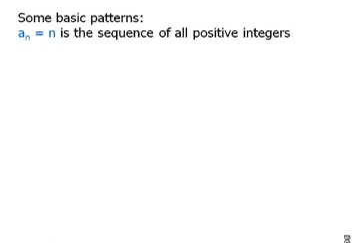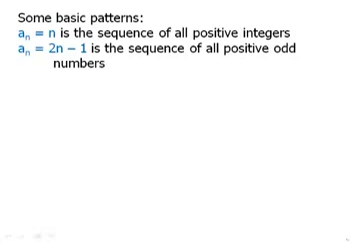Some basic patterns of which to be aware. a sub n equals n, that's just the sequence of all positive integers. So just the counting numbers, 1, 2, 3, 4, 5, 6, etc. That is the simplest of all possible sequences. a sub n equals 2n minus 1 is the sequence of all positive odd numbers. So very interesting. And if we just had a sub n equals 2n, that would be the sequence of all positive even numbers.